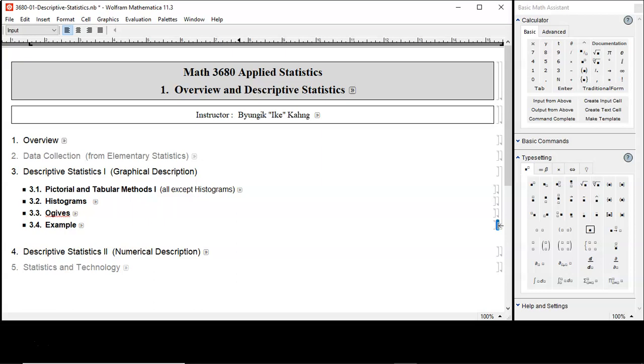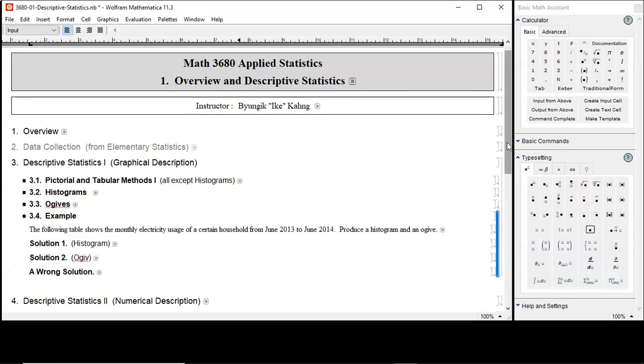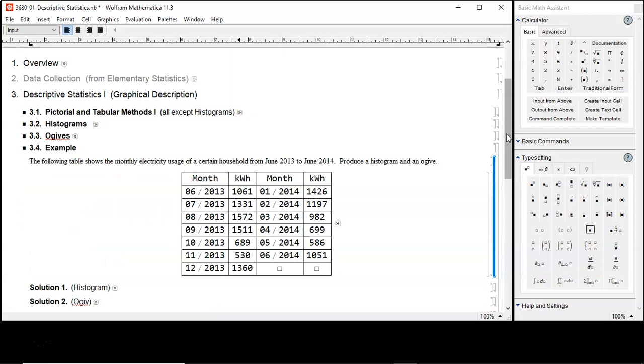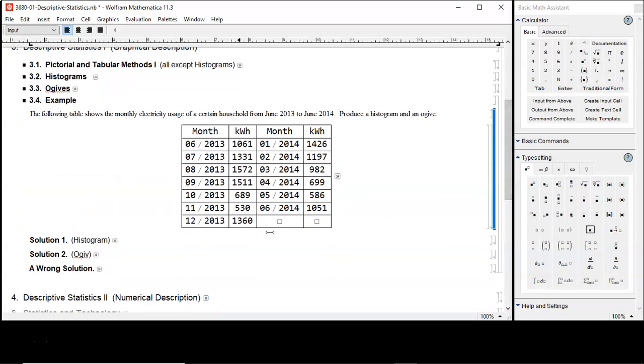Okay, so much for all those concepts, and let's have a brief discussion on an example problem. The following table shows the monthly electricity use of a certain household, and of course, this is my bill. Okay, and that produces a histogram and an OGIF. Well, I didn't specify what kind of class interval width you want to take, so you can do it freely. Whatever class interval you take, just count the numbers and produce those.